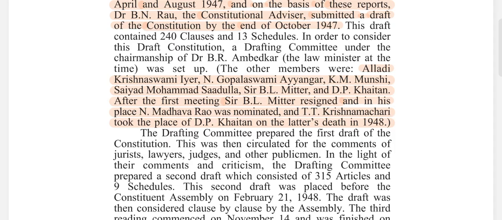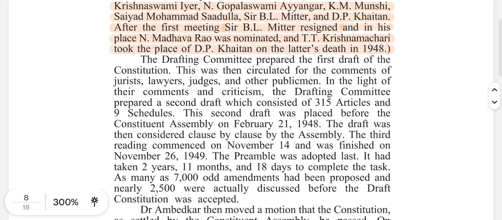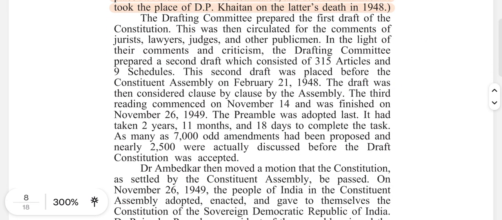In the light of their comments and criticism, the drafting committee prepared a second draft which consisted of 315 articles and 9 schedules. This second draft was placed before the Constituent Assembly on February 21, 1948. The draft was then considered clause by clause by the Assembly. The third reading commenced on November 14 and was finished on November 26, 1949.